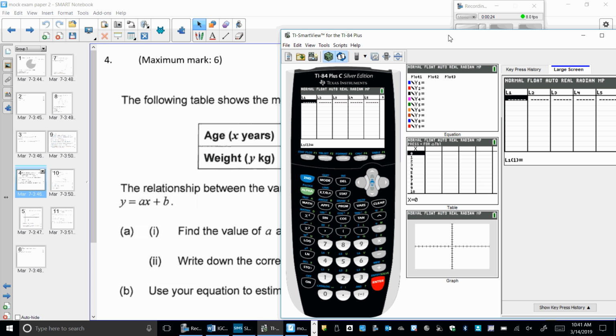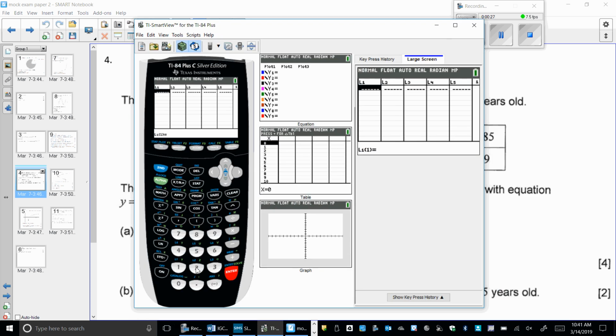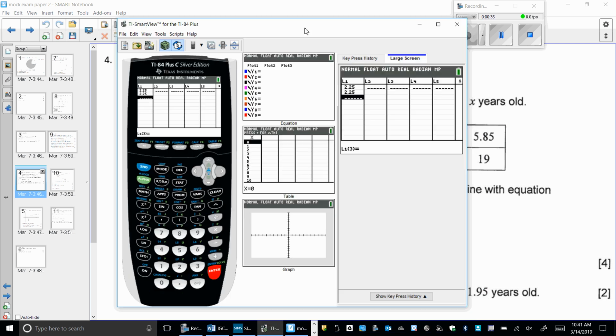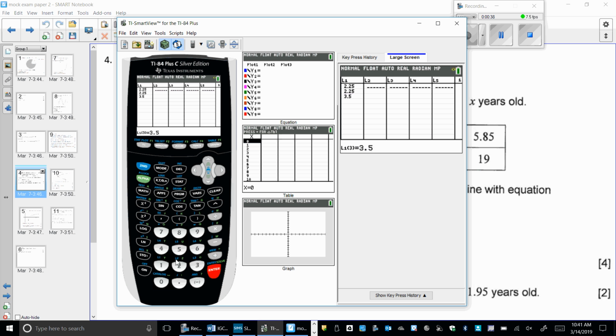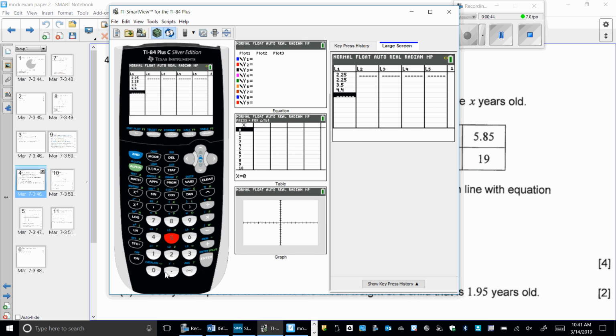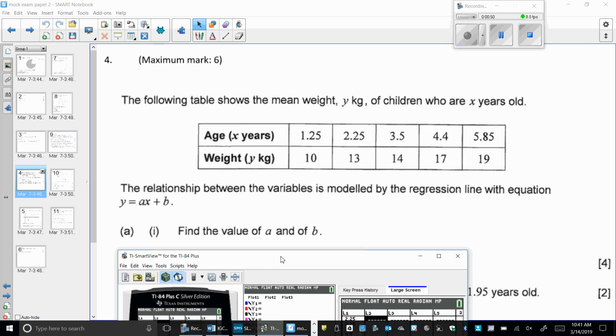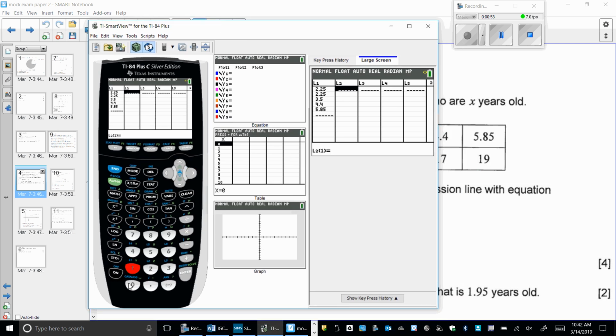So we're going to input those numbers. So 1.25, 2.1.25, 2.25, 3.5, 4.4, 5.85. And then we need to put in the y values, 10, 13, 14, 17 and 19. Okay, so they're the values in the calculator.